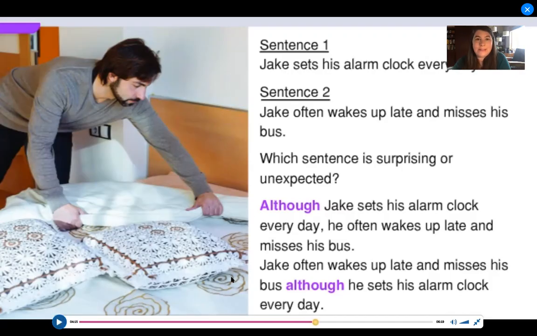Remember, these are the same for meaning. There's no difference. The difference is with the form. When you start with although, you need this comma right here. If you start with the surprising statement, you do not need a comma before or after although, okay? It's a small detail, but it's important.